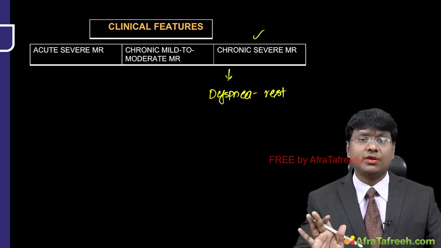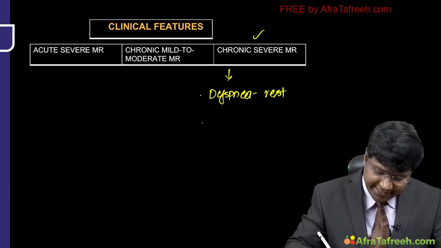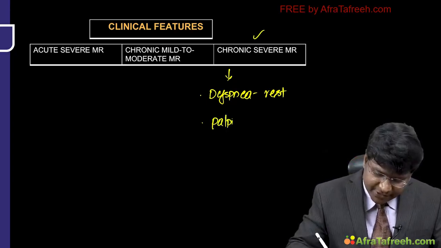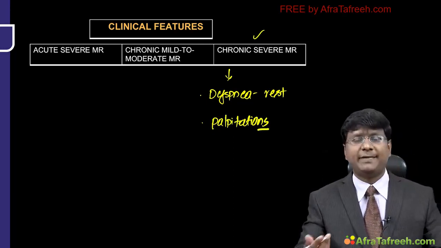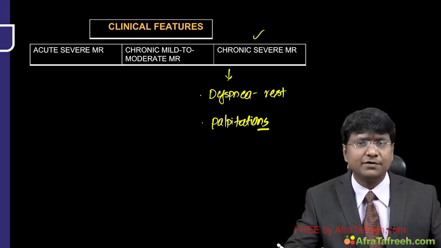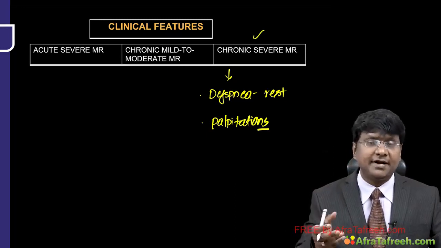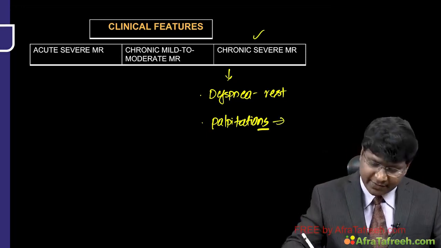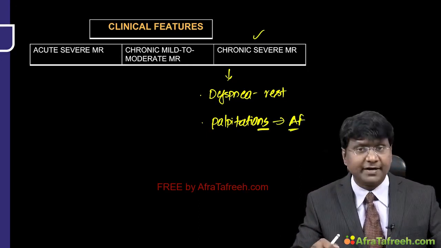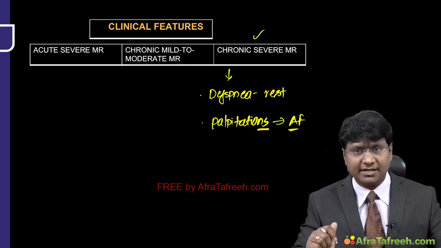That will be your chronic severe MR. And not only that, in case of chronic severe MR, these patients will also develop palpitations. What is the mechanism of the development of palpitations? In case of chronic severe MR, there is enlargement of your left atrium, and this enlarged left atrium will be arrhythmogenic, and that will result in atrial fibrillation. So because of the development of atrial fibrillation, these patients present with palpitations.